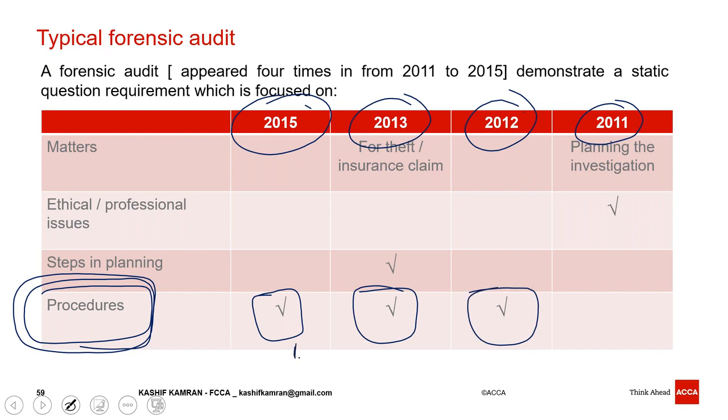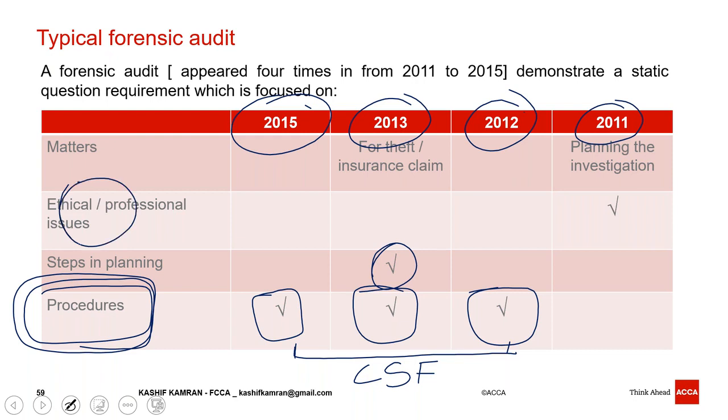So what is the focal point of forensic? This is the critical success factor of forensic, just like PFI. How many times have procedures come? 3 out of 4 times. So is that something important in forensic to know? Exactly. Okay, the second thing: planning has come once in forensic.